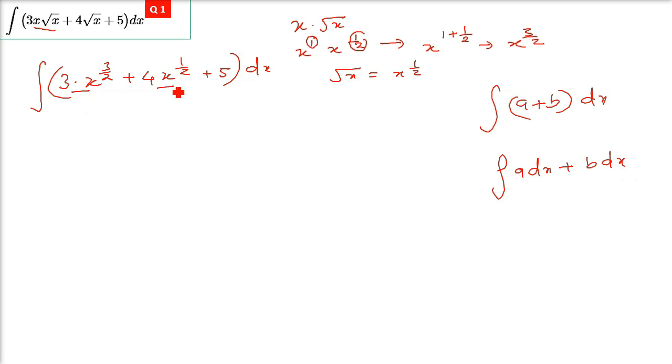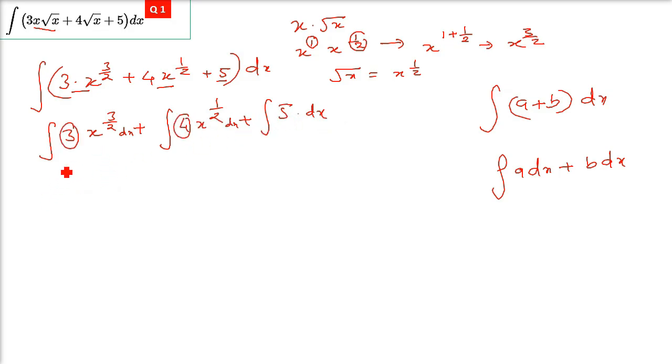So we have 3 terms here: 1, 2, 3. And as we know, when integrating, if a constant multiplies a variable, the constant comes in front. It will not be integrated. For example, here 3x raised 3 by 2, I am separating these 3 terms: integration of 4x raised half, and then we have this 5. Everywhere there is a dx. Please remember, I am not writing the dx, but you need to keep in mind that dx will always be there. These constants can be taken in front.